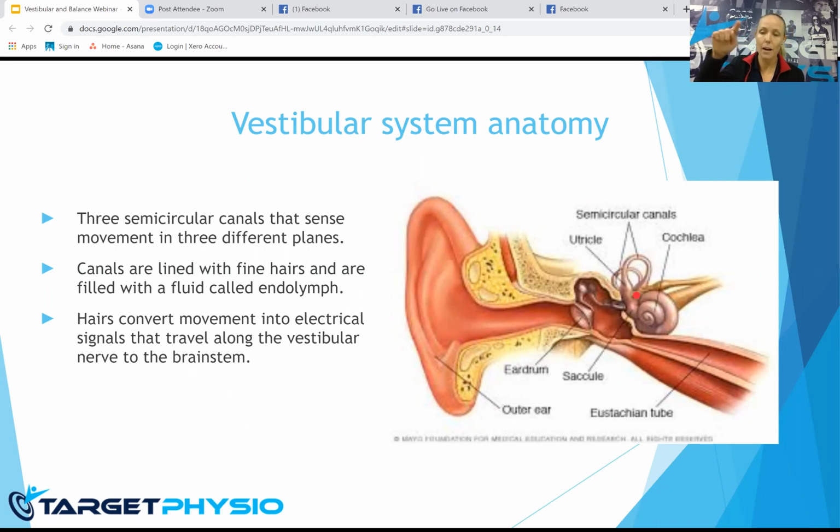These canals are filled with a fluid that's lined with really fine hairs. As the fluid moves past the hairs with a head movement, that stimulates these hairs to send off an electrical signal to the vestibular nerve, which is just in here, that then goes to our brainstem and gives information to our brain about where our head is in space. So the hairs convert the movement into electrical signals that tell us where our head is in space.